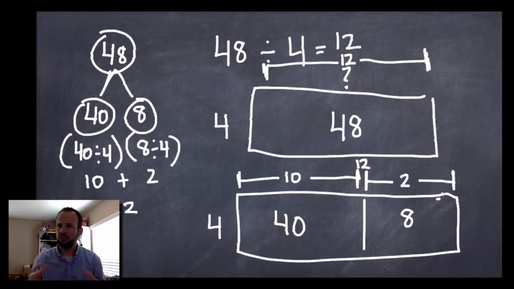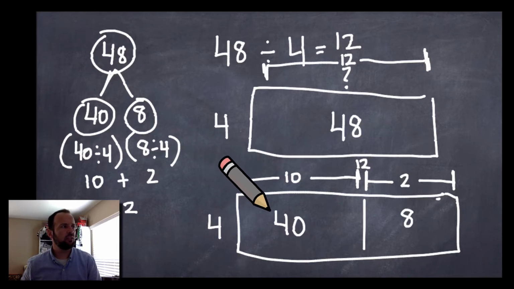So that's easy enough using the distributive property, breaking things down, right? Decomposing that 48 into a 40 and an 8 to be able to do those smaller division problems and then adding those up to get our final quotient. Let's take this a step further. Let's see if we can challenge ourselves a little bit.